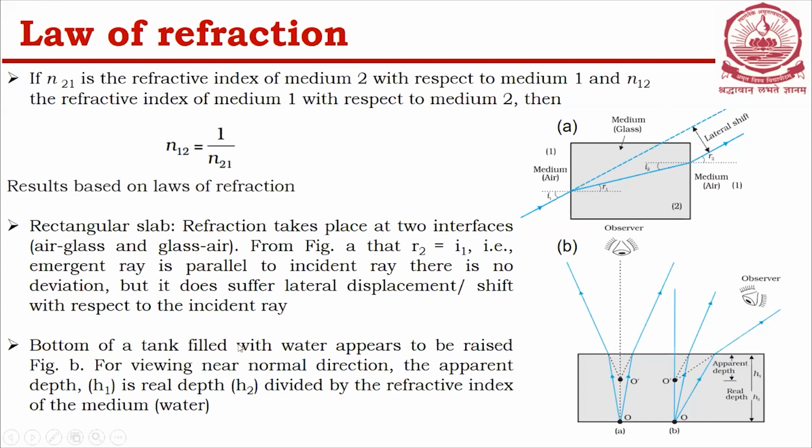Another example is a tank filled with water. You can see that the bottom of the tank appears to be raised. The apparent depth is a little bit lesser than the real depth, as you can see from the top of the surface. So the apparent depth is h1 and the real depth is h2, and the real depth is divided by the refractive index of the medium. So because of the refractive index, the apparent depth is less than the real depth h2. So these are just two examples of refraction.